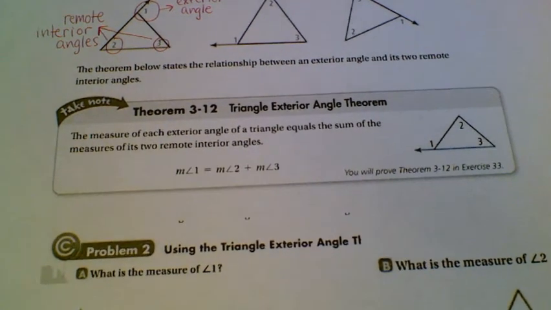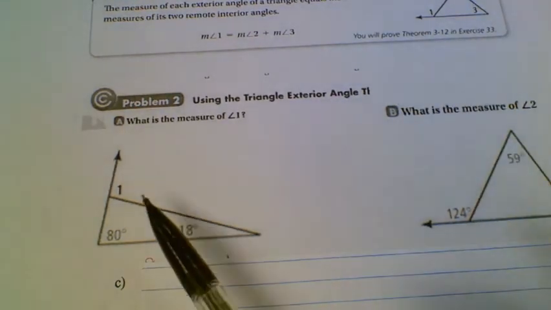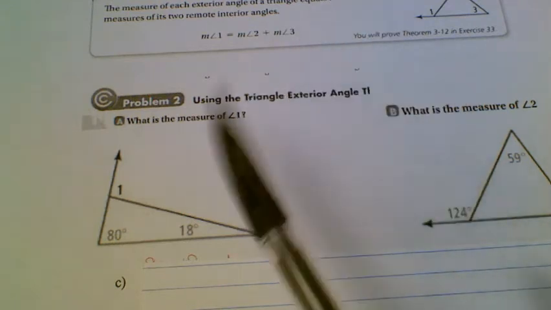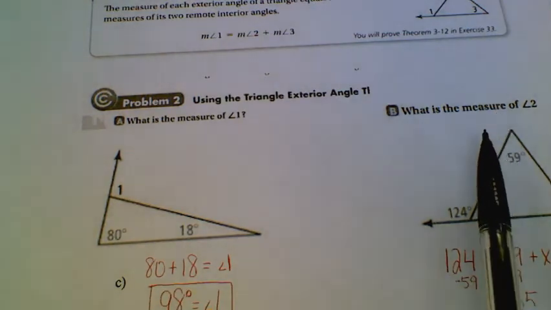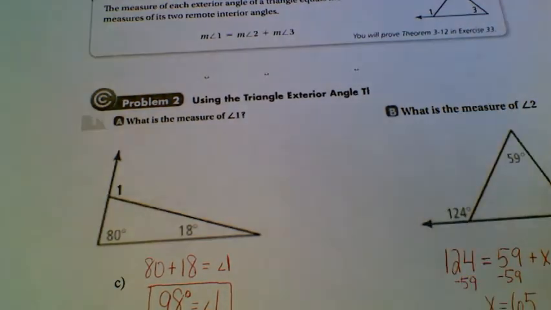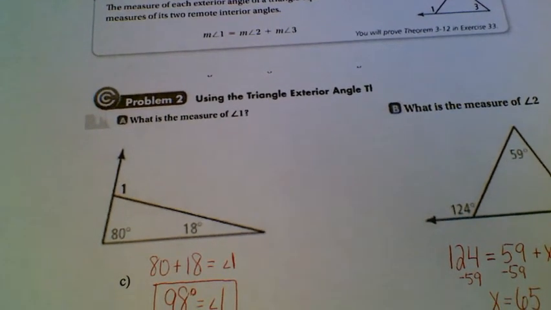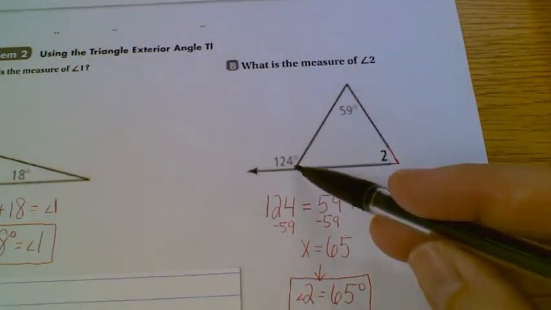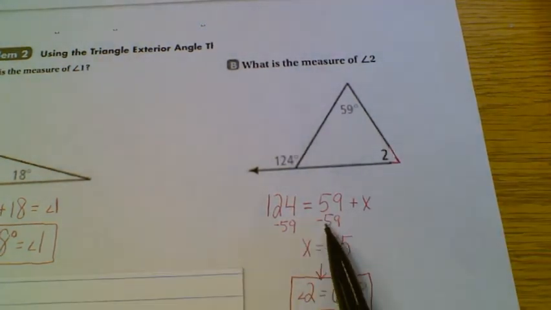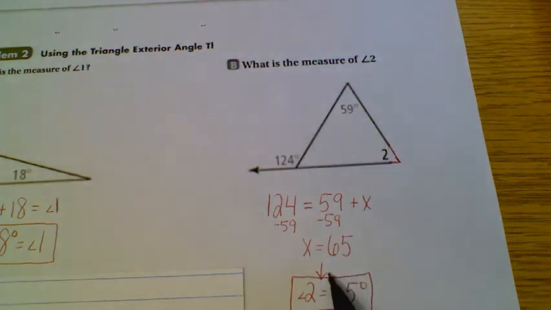So here is my first example. It asks me to find angle 1, and from that I'm just going to add 80 and 18, so I would get 98. Then I would also have the measure of angle 2, but notice that in this case for angle 2 I have a remote interior, so 124 is my total. So if I set up an equation, it would look like this, where I add 59 and x, and then I would need to subtract 59 in order to find that missing interior angle.